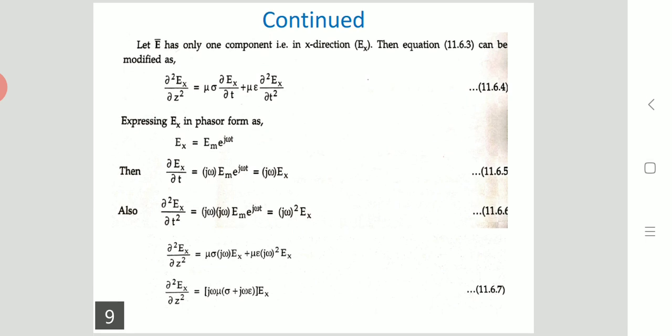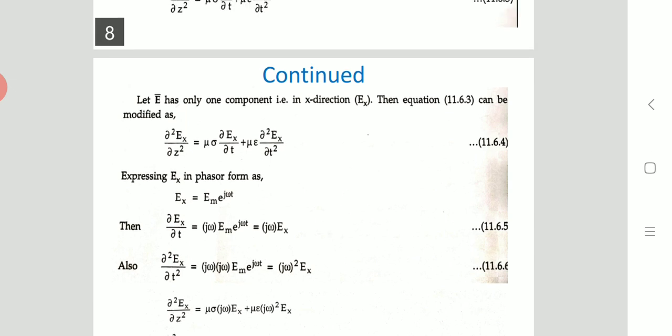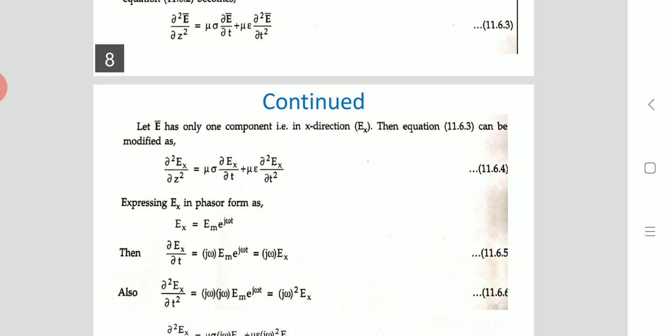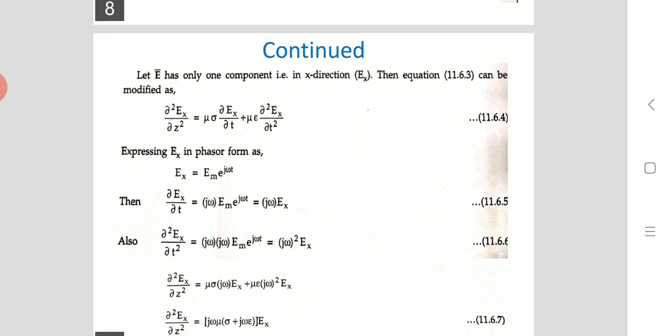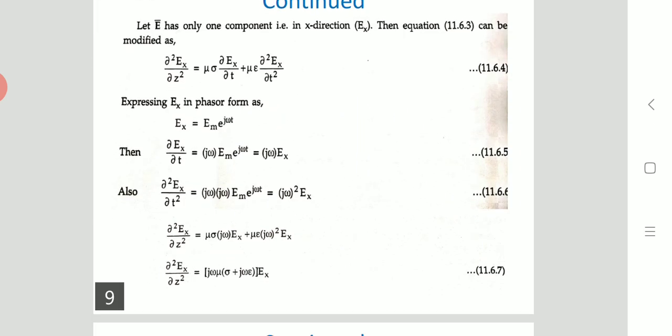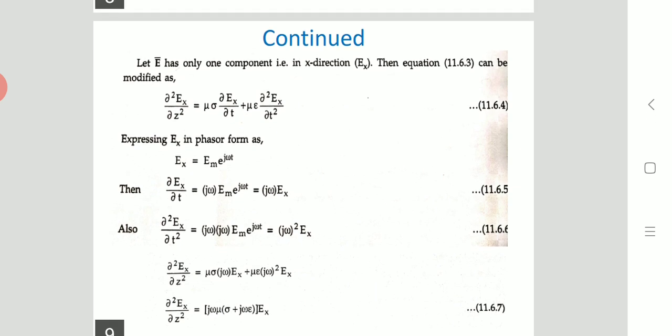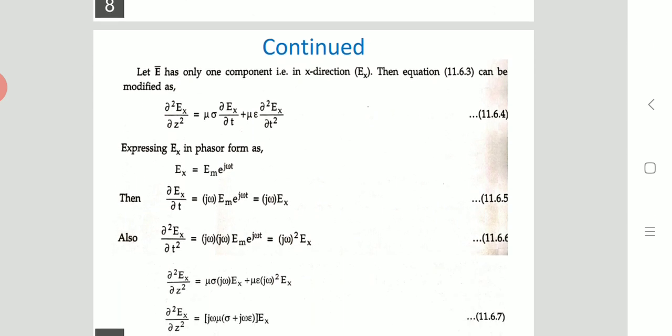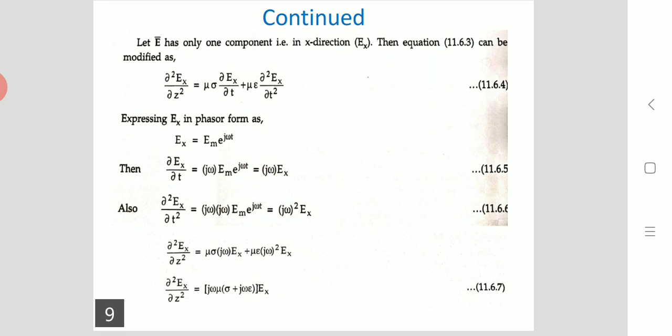Now let E have only one component in the x direction, that is Ex. Then equation 11.6.3 can be modified as dou square Ex by dou z square is equal to mu sigma dou Ex by dou t plus mu epsilon dou square Ex by dou t square. This is equation 11.6.4.